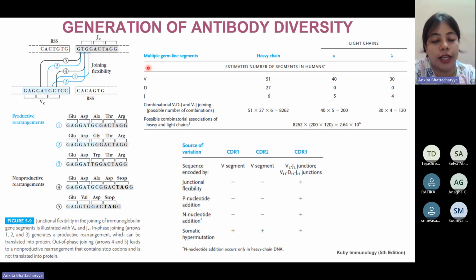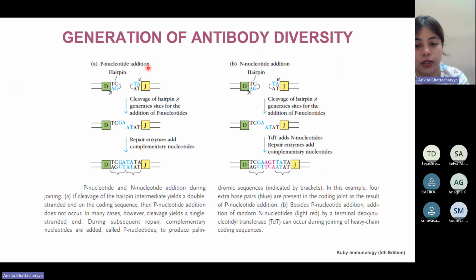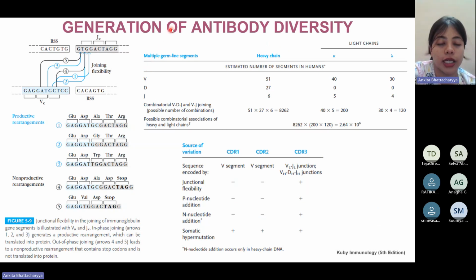So junctional flexibility, as the name very directly includes, it is about some less stringent way of junction formation, or some flexibility in junction formation. So what you see here is a representation of junctional flexibility in joining of immunoglobulin gene segments, illustrated with VK and JK. I'm reading out the legend from here.